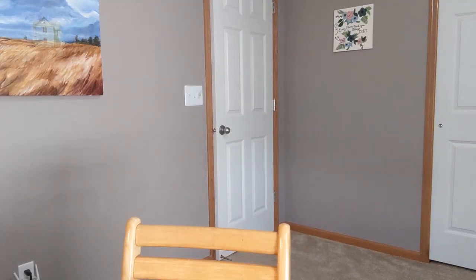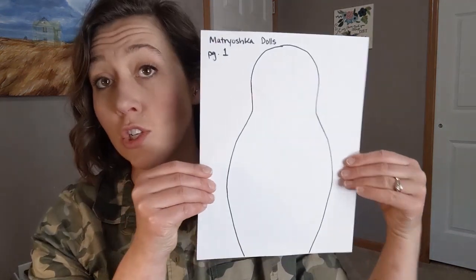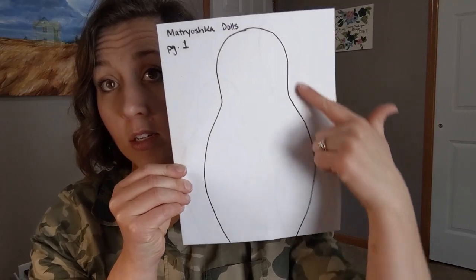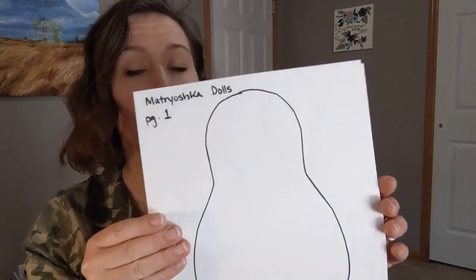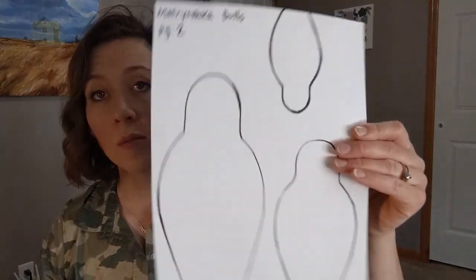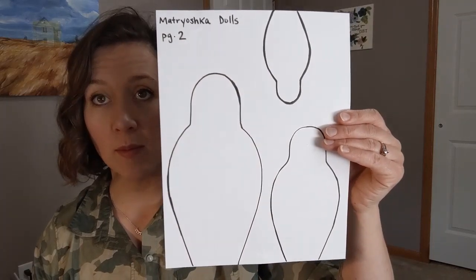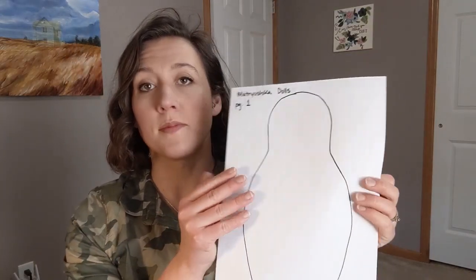So hold one moment. You will need two of these big shapes, page one, and then one printout of the smaller shapes. That's for our Matryoshka dolls. And then you'll also need your handout for Russia. Those will all be found in the material section of Google Classroom.